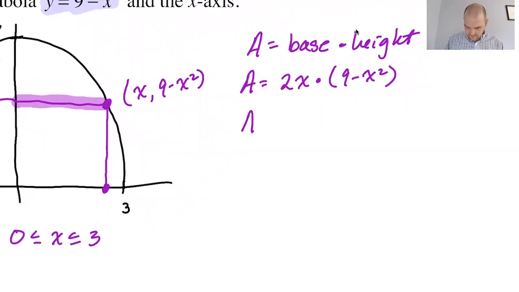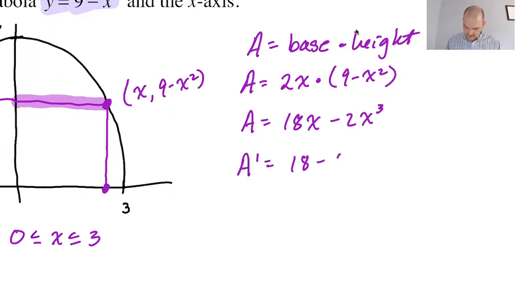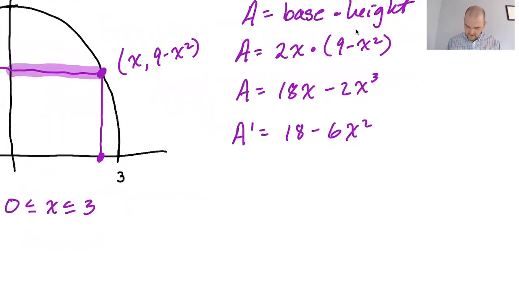Let's expand this just so we don't have to; the product rule is fine. I'd rather use the product rule than the quotient rule, but I'd rather use the power rule more than any other rule. So when I can, I try to make that happen. So we get A prime: 18 minus 6x squared. A prime equals 0 will give us x squared is 3, so x is plus or minus radical 3.